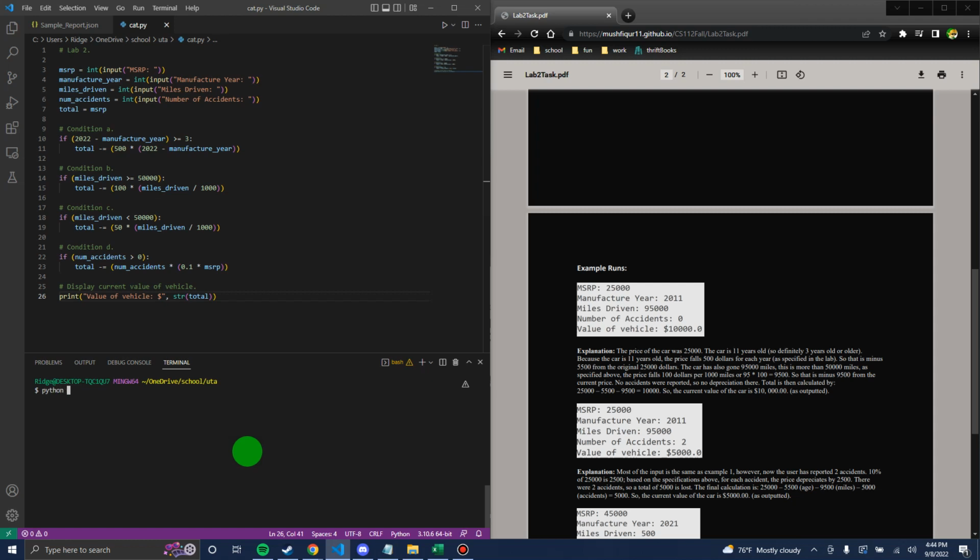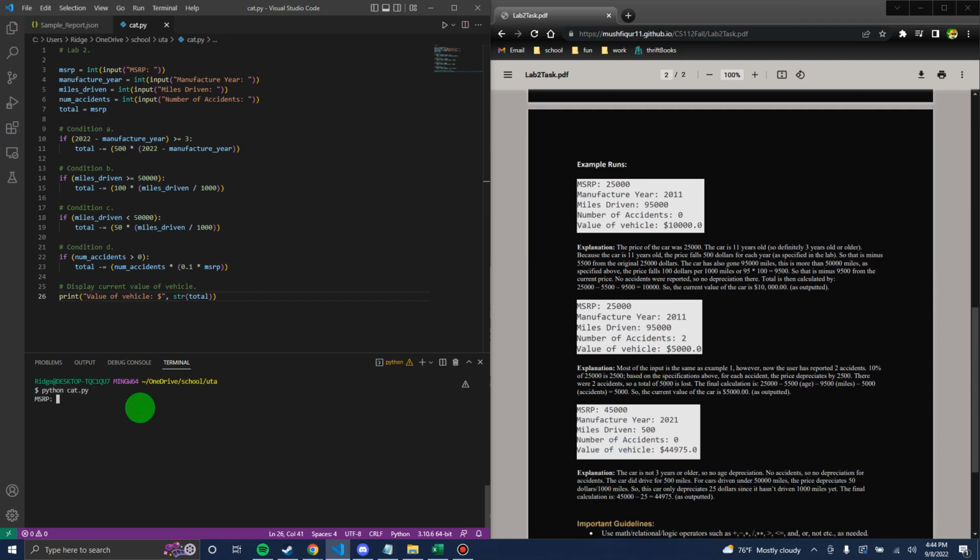To do that, I'm going to type in Python cat.py, and we're going to test all three of these because why not? So first we type in the MSRP, which is $25,000. Then the manufacturer year, miles driven, which is 95,000, and the number of accidents, which is 0, which returns 10,000. And there is a space here because I made a very silly error there. Okay, so now that should remove the space. I'm just going to continue with the next one because it will be the same in the formatting.